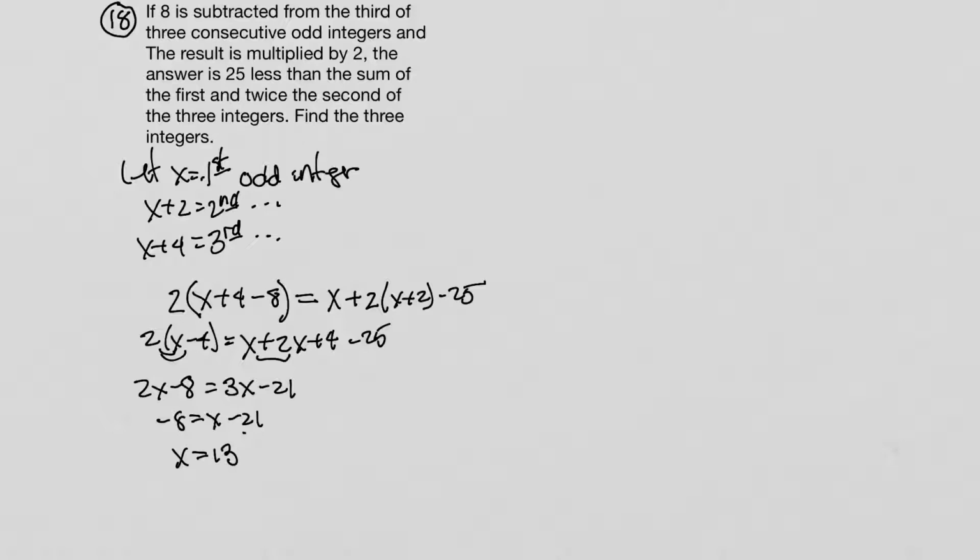And what is this? What is x? Follow it all the way back. x is the first odd integer. And sure enough, this is an odd integer. So what's the next odd integer?